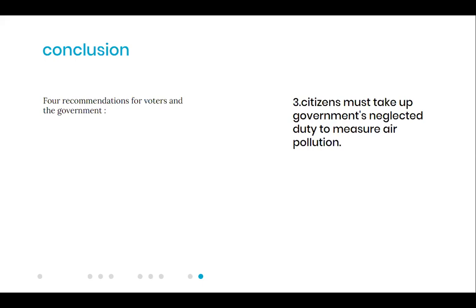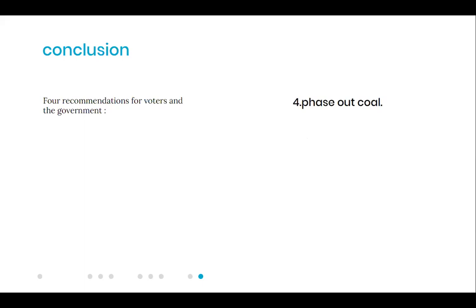He talks about how Google Maps uses traffic data from people's phones to predict traffic patterns. He says a similar network could be set up as a citizen initiative where citizens invest in air quality monitors, and they set up a network that monitors air quality all over the city and their towns. And the fourth and most obvious recommendation from this entire book is that we need to phase out coal.